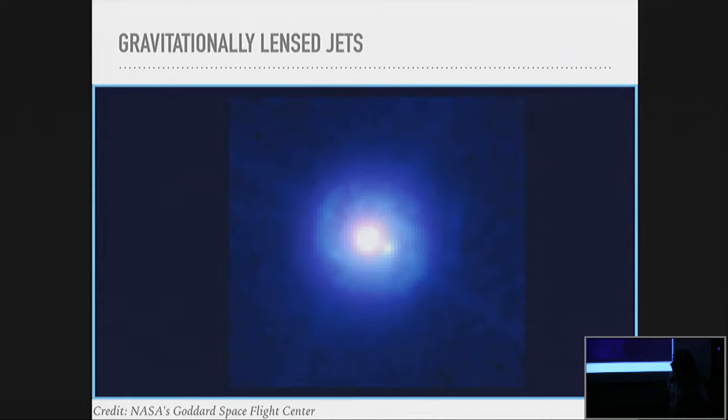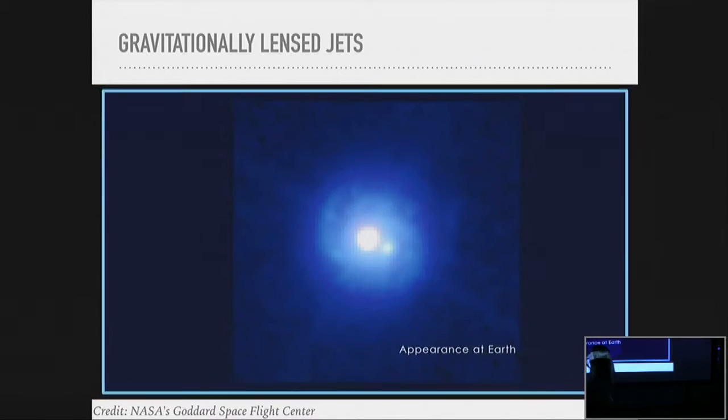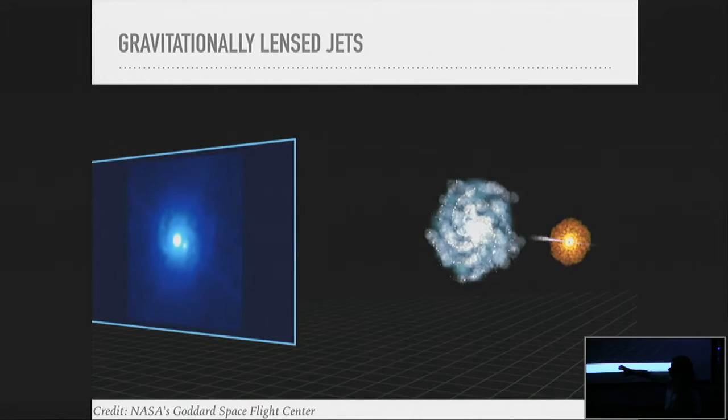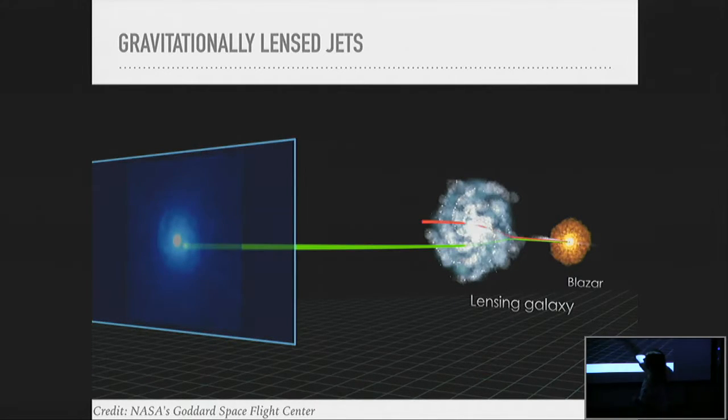So what would we see if an extragalactic jet were gravitationally lensed? We would see multiple images of the lensed extragalactic jet. We would see those multiple images because between us and the distant blazar with an extragalactic jet, there is a lensing galaxy. This lensing galaxy splits the light into multiple paths.